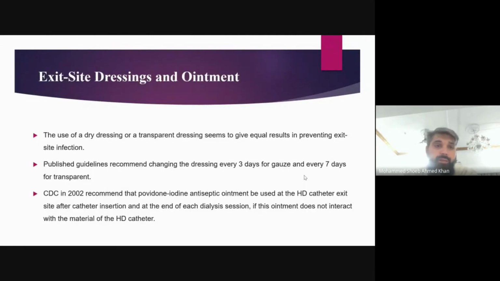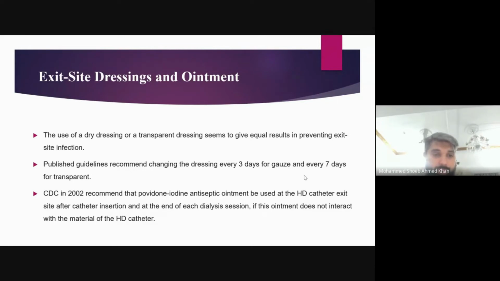Exit site dressing must be used. A dry dressing or a transparent dressing gives equal results, but a transparent dressing gives more power to the patient to look for any complication, any redness or any ooze inside. That's much preferred, but the cost also goes up. The published guidelines recommend changing the dressing every 3 days for gauze and every 7 days for a transparent. However, these patients usually come to the dialysis unit once in 2 days, hence it doesn't make much of a difference.